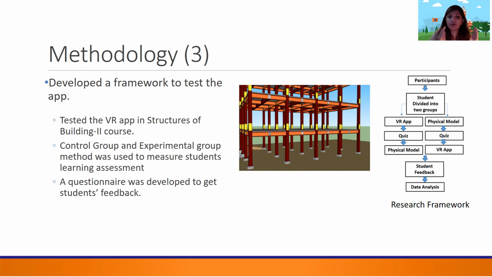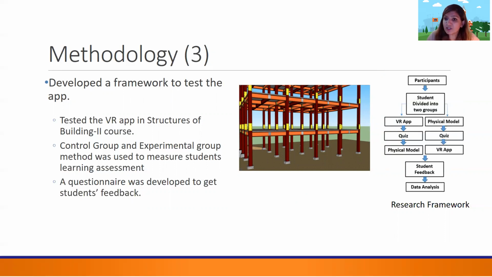So we divided the students into a control group and an experimental group in order to look at their knowledge retention and how the learning occurred. Luckily, I was teaching two sections of the same course. So one section was the experimental group, and the other section was the control group. The experimental group learned through the VR app, whereas the control group learned through the physical field trip, the actual field trip.